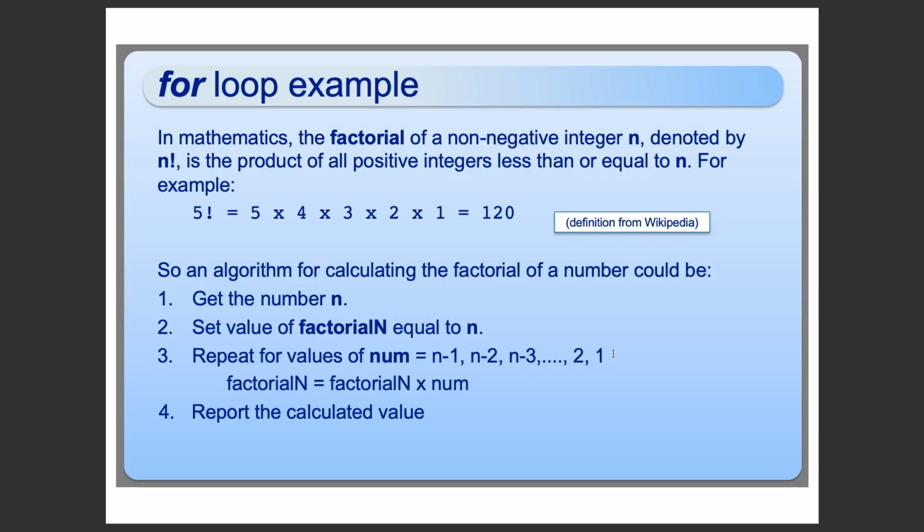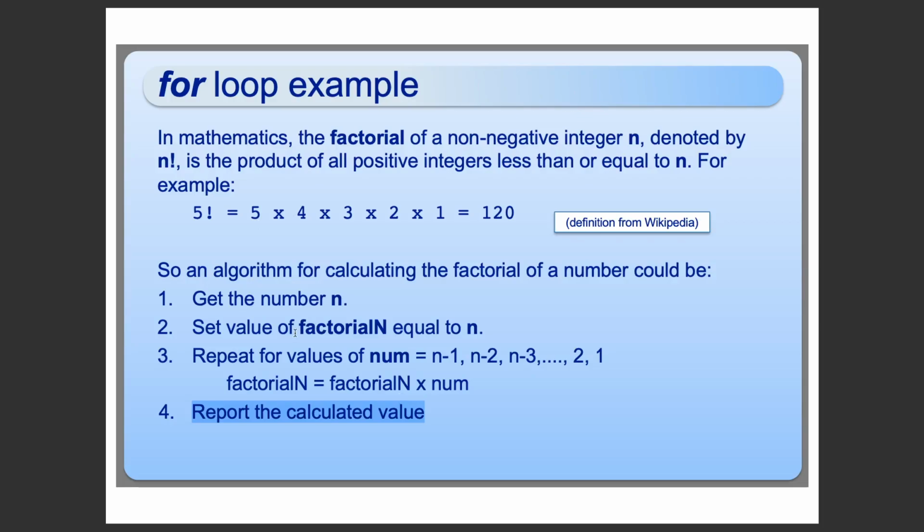And what are we going to do inside the loop body? So inside the loop body, we're going to say factorial n equals factorial n times num. Okay? Well, maybe it's clearer if I just highlight bits as I talk about it, because I'm not sure how easy it is to see this mouse moving around. Okay, so this is going to be the loop body. After the loop's finished, we should hopefully have the final result. So factorial n should contain the factorial of n. And so the last step there is to report the calculated value.